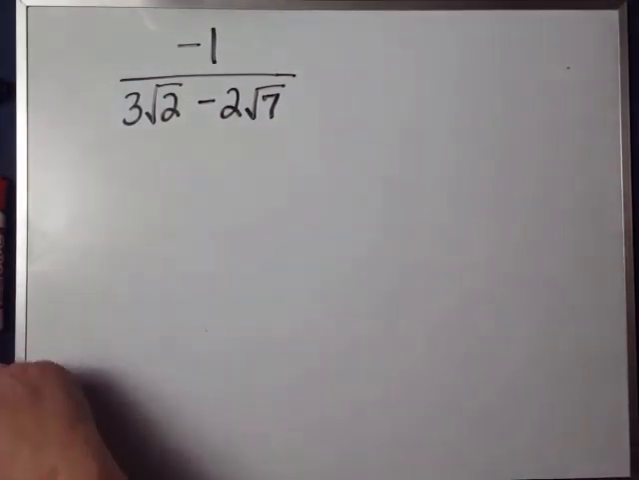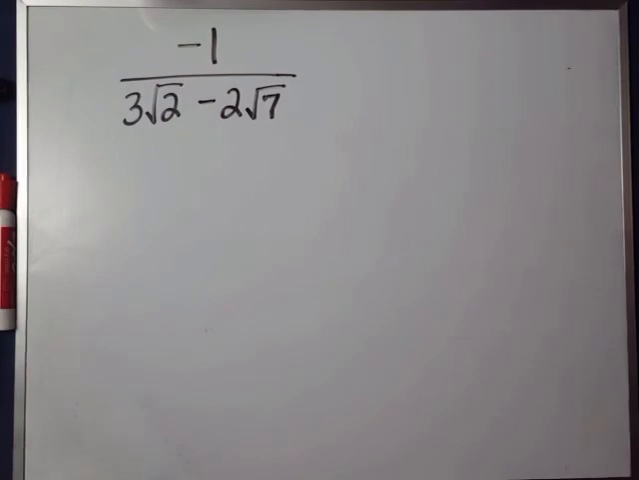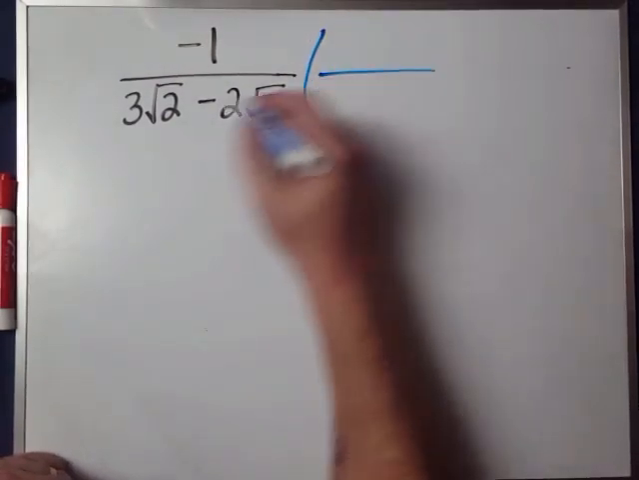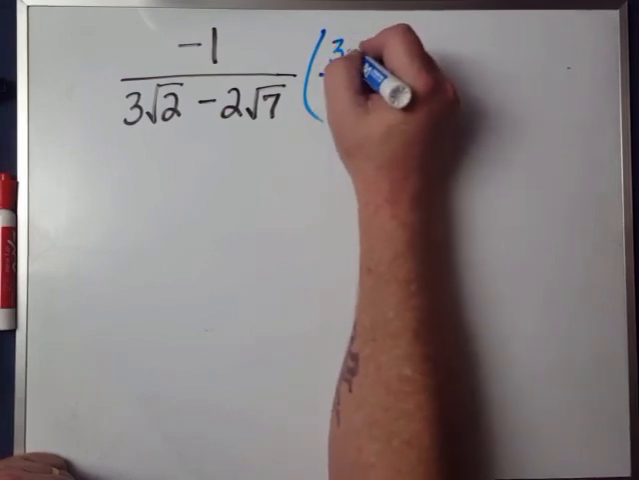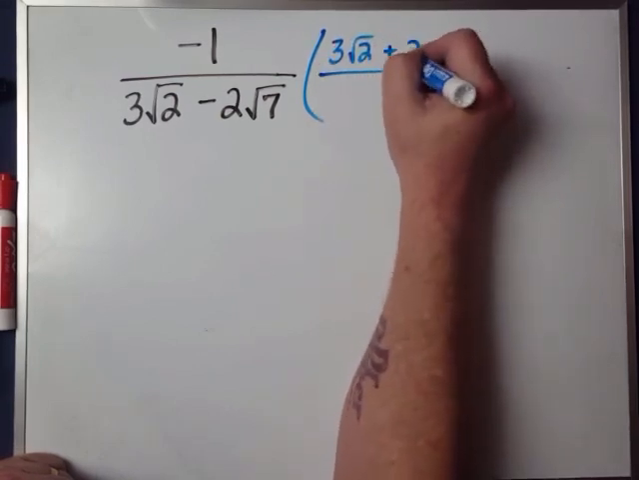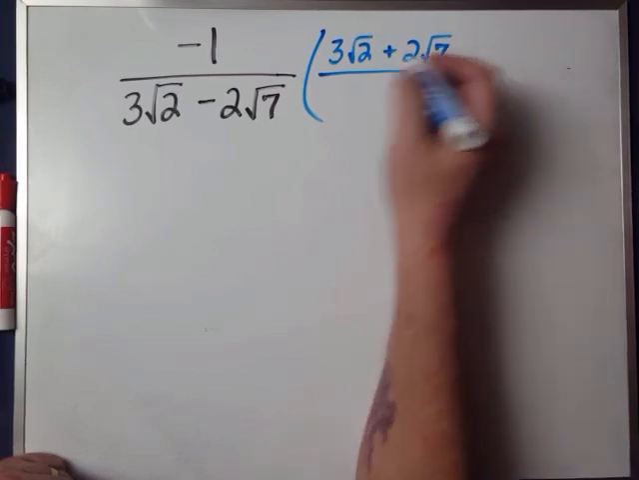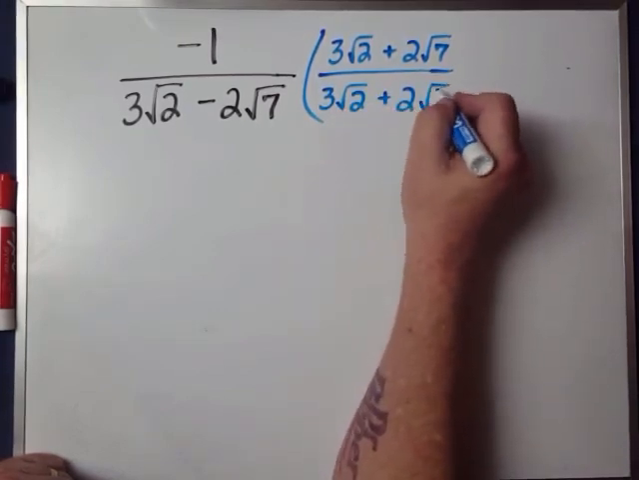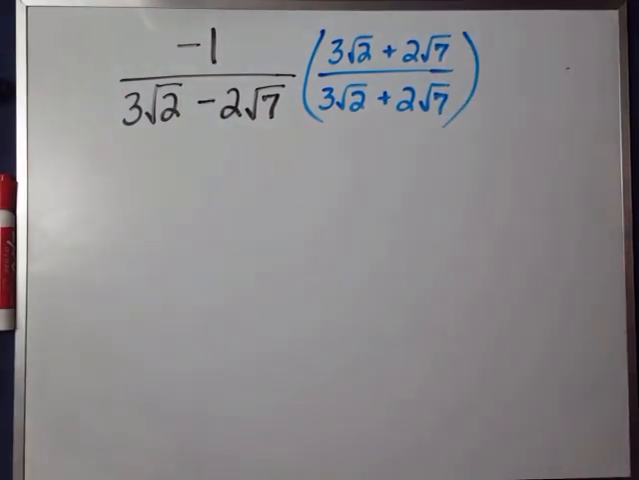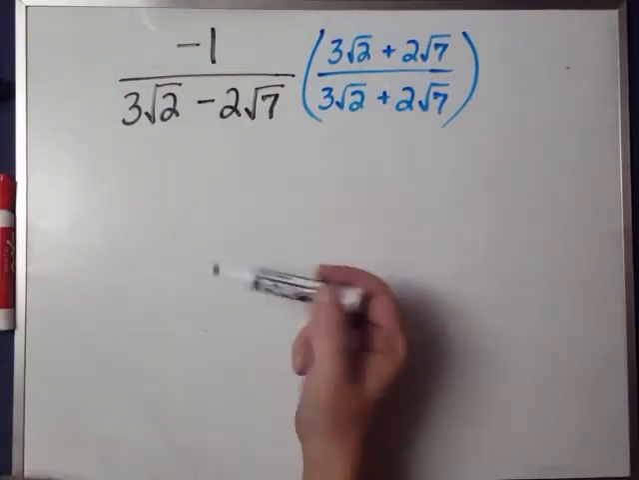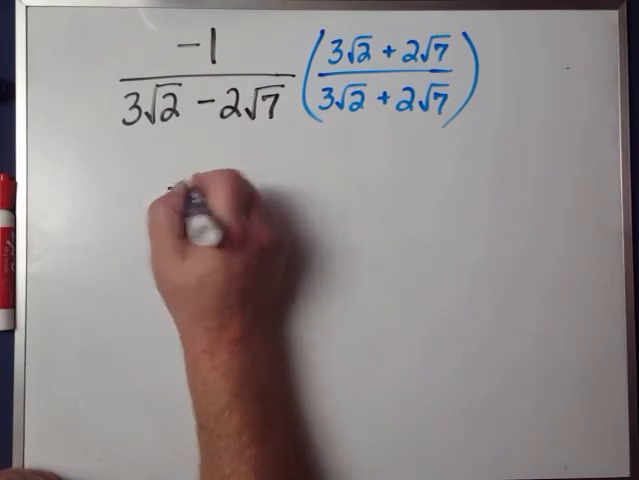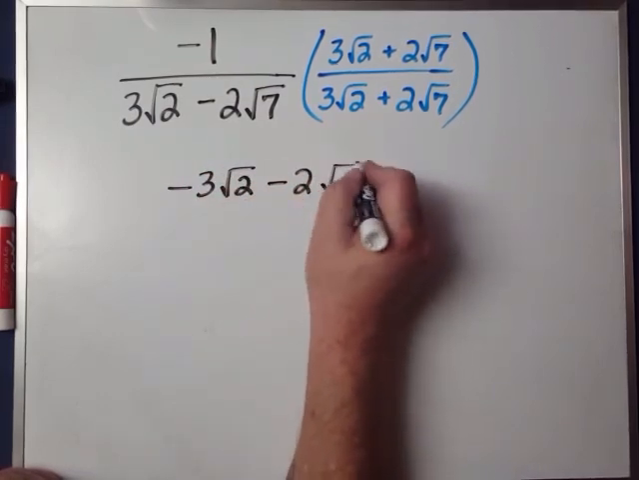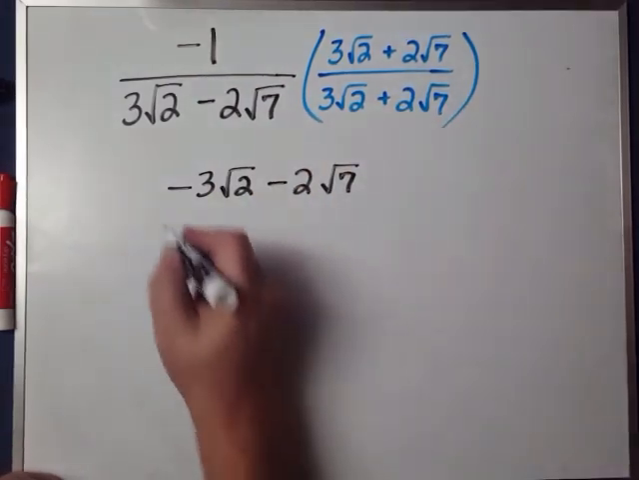We have 2 terms in the bottom. So we need to multiply the top and bottom here by the conjugate of this denominator: 3 square roots of 2 plus 2 square roots of 7. In the top, we distribute this negative 1. And that simply gives me minus 3 square roots of 2 minus 2 square roots of 7. It's just distributing a negative.